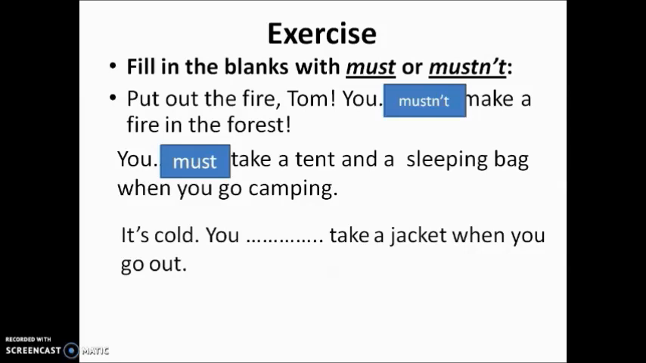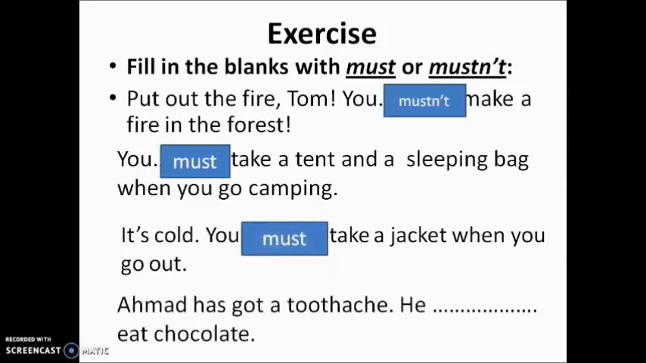It's cold. You blank take a jacket when you go out. What do you expect the correct answer? Must or mustn't? Of course, the weather is cold, so you must take a jacket. The last example, Ahmed has got a toothache. He blank eat chocolate. What do you expect the correct answer? Must or mustn't? If Ahmed has got a toothache, he mustn't eat chocolate.